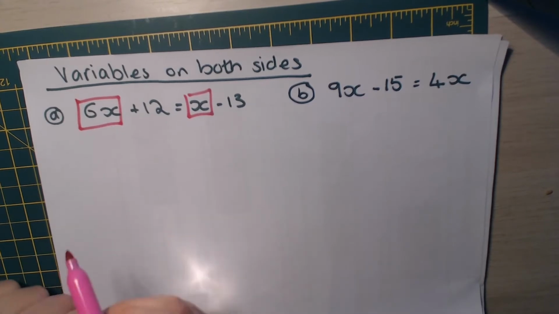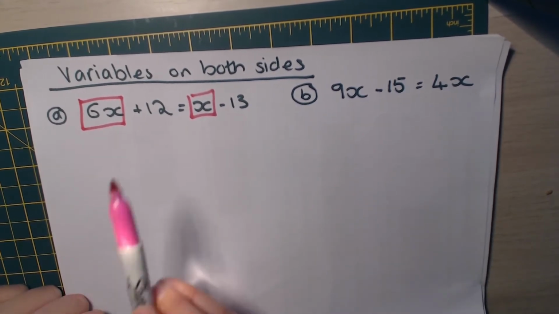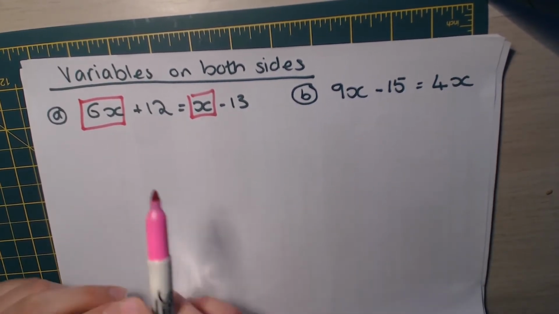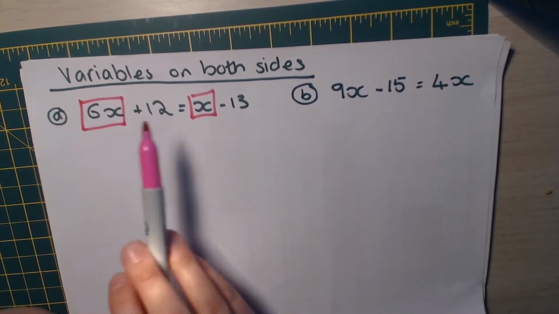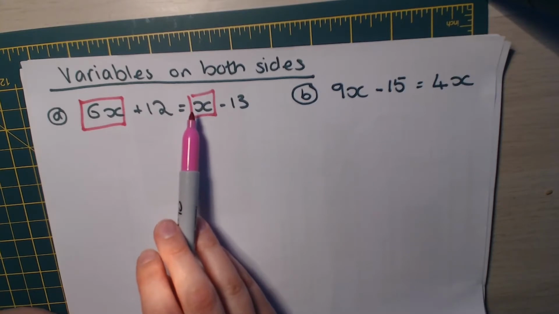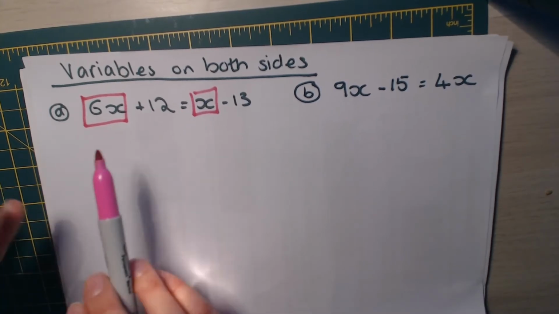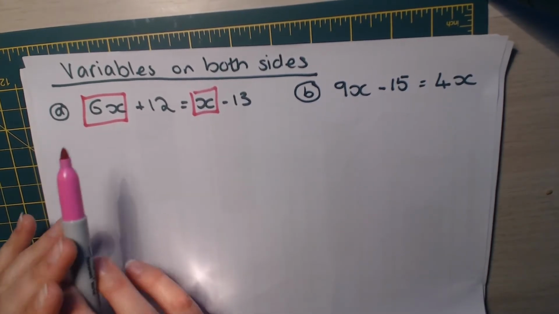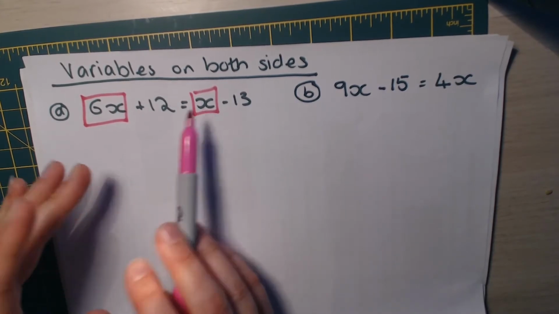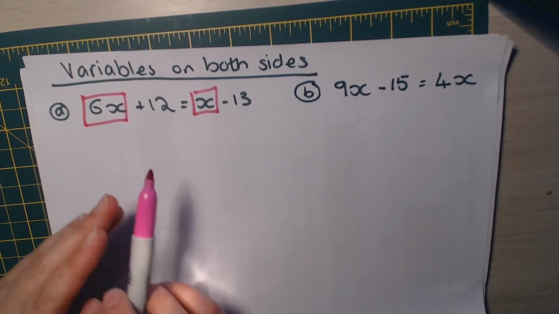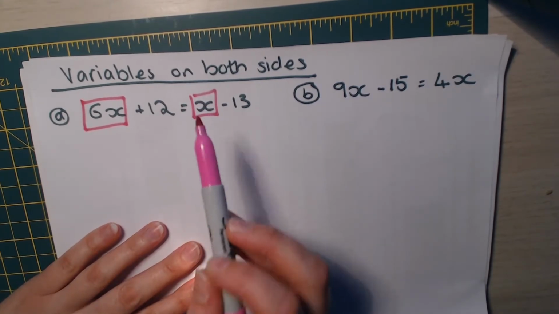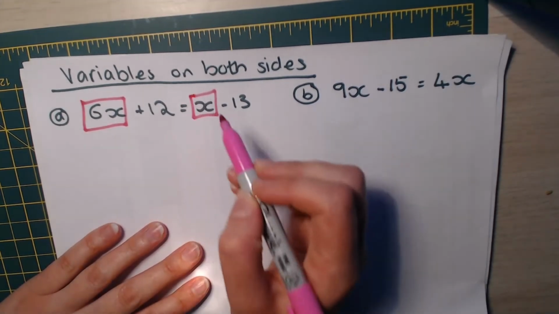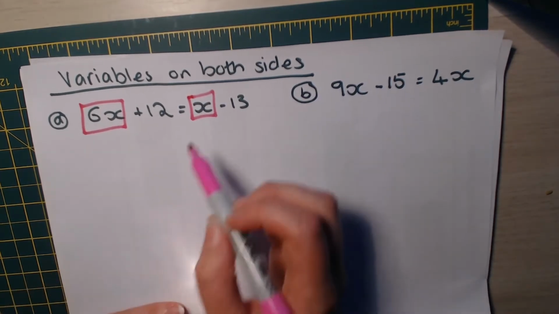So the first thing we're going to do is to subtract, or to deal with, the smaller x, okay? So we've either got 6x or 1x. What we want to do is get all our x's together, okay? They say don't put your eggs all in one basket. We want to do that with our x's, we want them all together. So we're going to get rid of the smallest one. The reason we do that is so we don't end up with a horrible negative, okay?